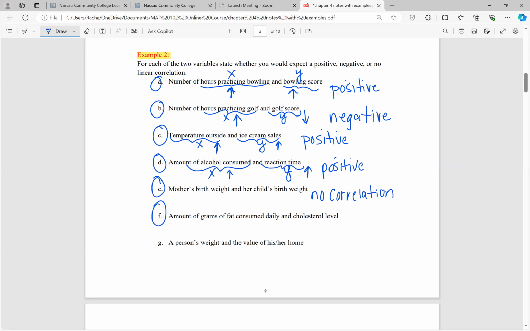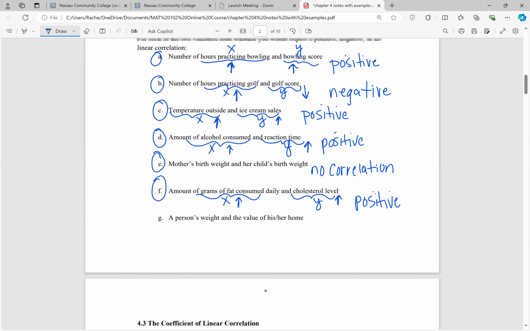Part F, what about the amount of grams of fat that you consume daily and your cholesterol level? So your cholesterol is usually affected by the amount of fat that you consume. So your cholesterol level is going to depend on the amount of fat. So X is going to be the fat you consume, Y is going to be your cholesterol level. So let's think about this. As the amount of fat in your diet goes up, your cholesterol is probably going to go up too, right? So that's going to be a positive linear correlation.